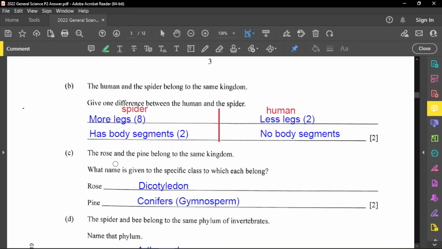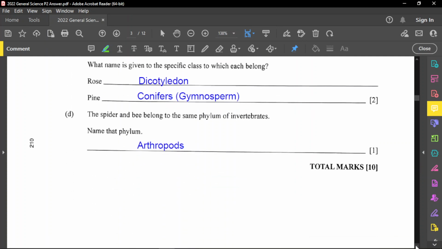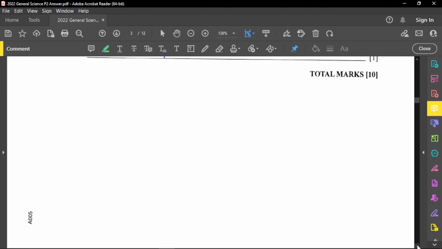All right. For part C, it said the rose and the pine belong to the same kingdom. It said, what name is given to the specific class to which they belong? And so rose is a flowering plant, and so specifically it is a dicotyledon. Pine is a non-flowering plant, specifically it is a gymnosperm, and it's a conifer because it produces cone with seeds. Now for part D, it said the spider and the bee belong to the same phylum of invertebrates. Name the phylum, and they are arthropods. All right, so they're arthropods, which means they have exoskeleton or hard covering.